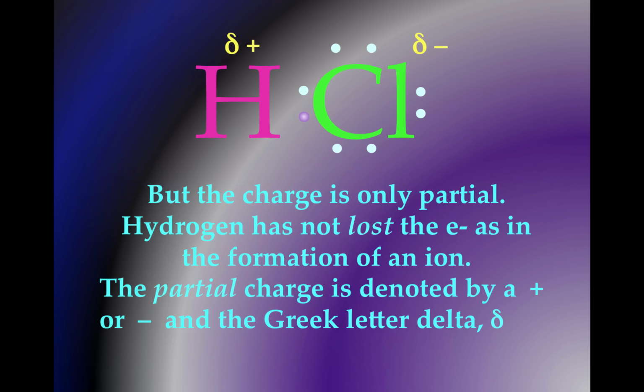A partial positive charge is created on the hydrogen atom, and a partial negative charge is created on the chlorine atom. It is not a complete charge, it is a partial charge. Molecules in which there is a partial positive and partial negative end are called dipoles.